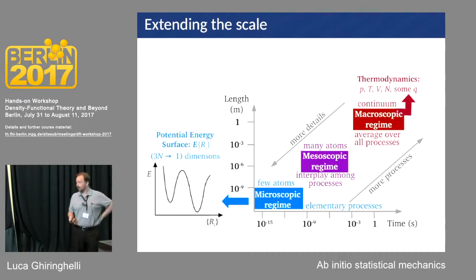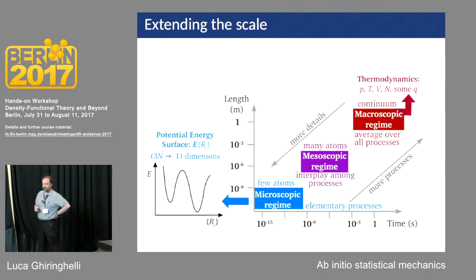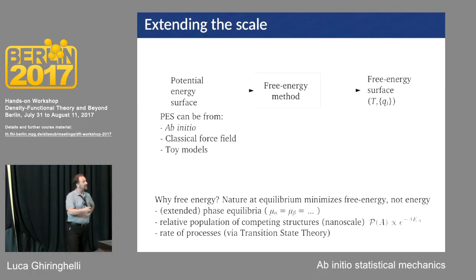Except that it's too much information, right? If you want to know what the stable structures are and so on, typically we want to know less information than the full 3N into 1 mapping. And if we want to extract things like temperature, pressure, and so on, we need to find a way to extract this information that is in the potential energy surface, but not readily available.